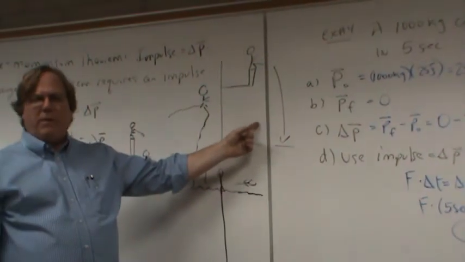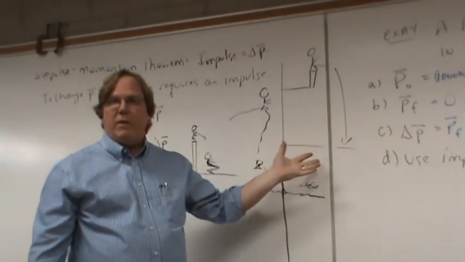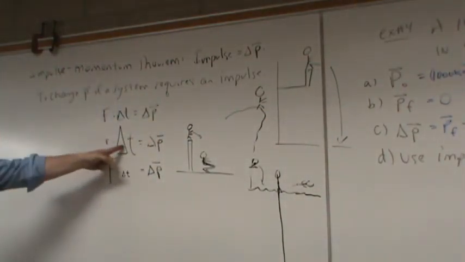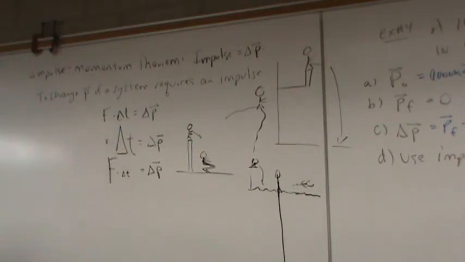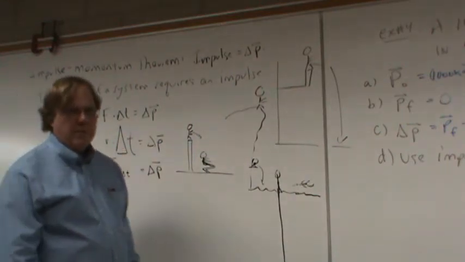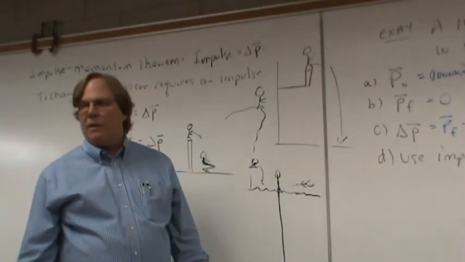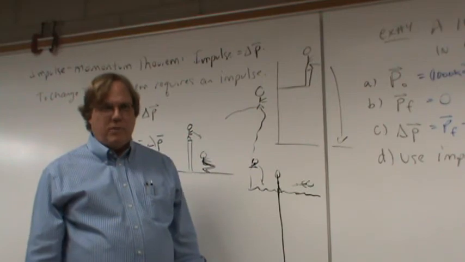That's why drunk people can fall down a flight of stairs and be okay, right? Because they're all relaxed. Every blow that happens to them is maximum time and minimum force. You guys okay with that? Yeah. So don't be drunk. But if you're going to fall down a flight of stairs, at least relax or something.